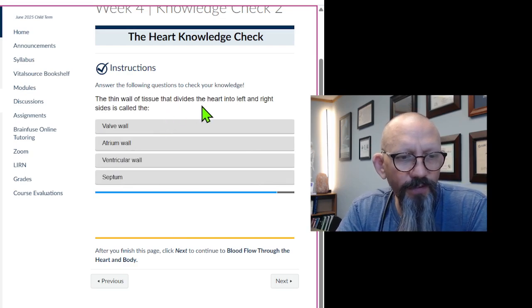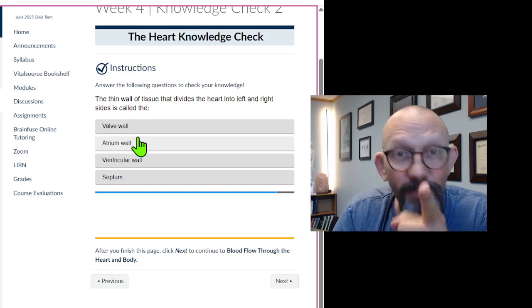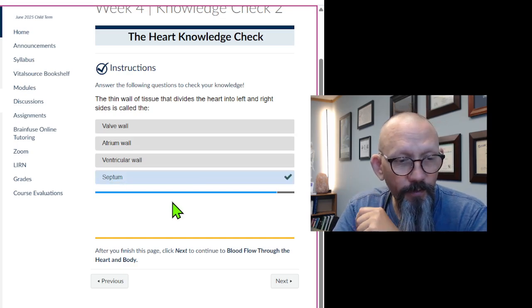Thin wall of tissue that divides the heart into left and right sides, just like this one here. It separates. That's the key. The septum. Okay, there we go.